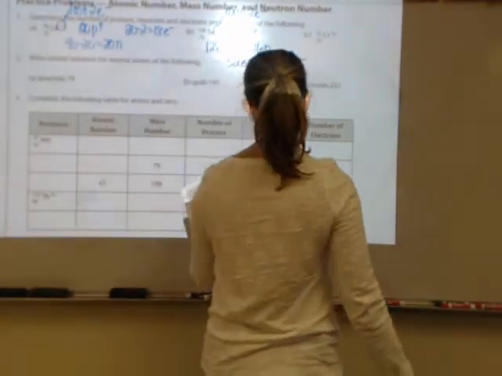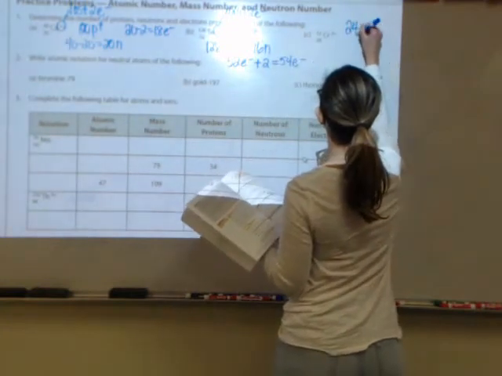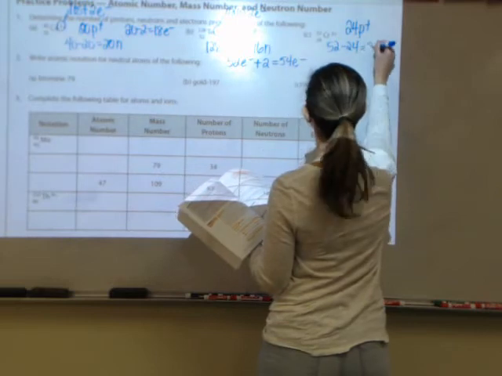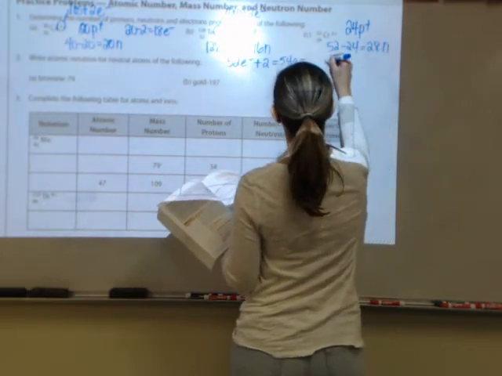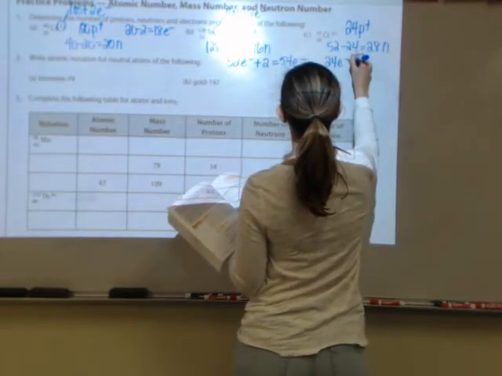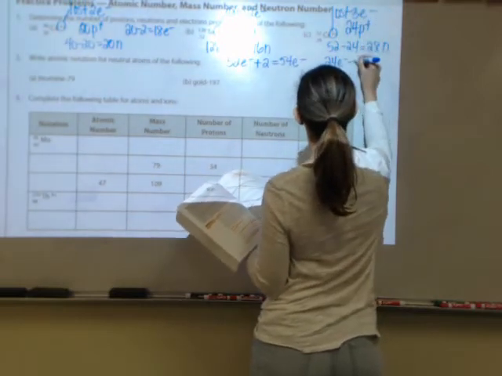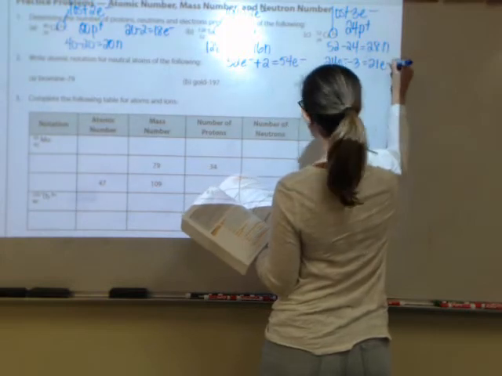In C, I've got 24 protons, because that's the atomic number. 52 minus 24 is going to give me 28 neutrons. I would expect to have 24 electrons if it was neutral, but the plus 3 charge means I lost 3 electrons. So that means I have 21 electrons.